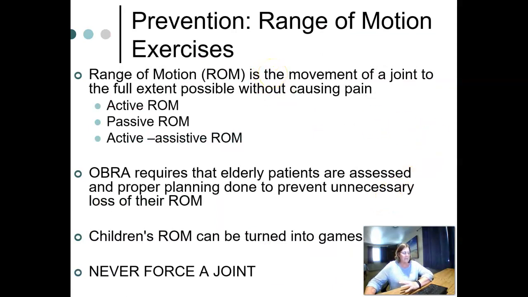Prevention is critical. Prevention of atrophy, that muscle wasting away, and prevention of contractures, where you have the abnormal shortening of a muscle, is really important. We need to do range of motion exercises. We need to move those joints to their full range as possible without causing pain. So there's active range of motion, which is where the patient is actively moving it themselves. There's passive range of motion where we're doing it for them. And there's active assist, which is when someone can move it part way and then we'll move it the rest of the way.